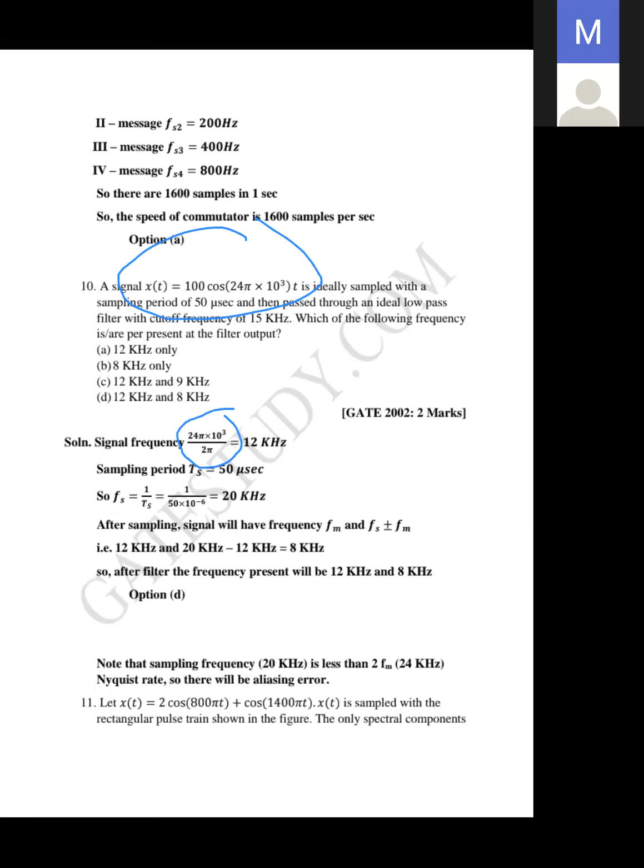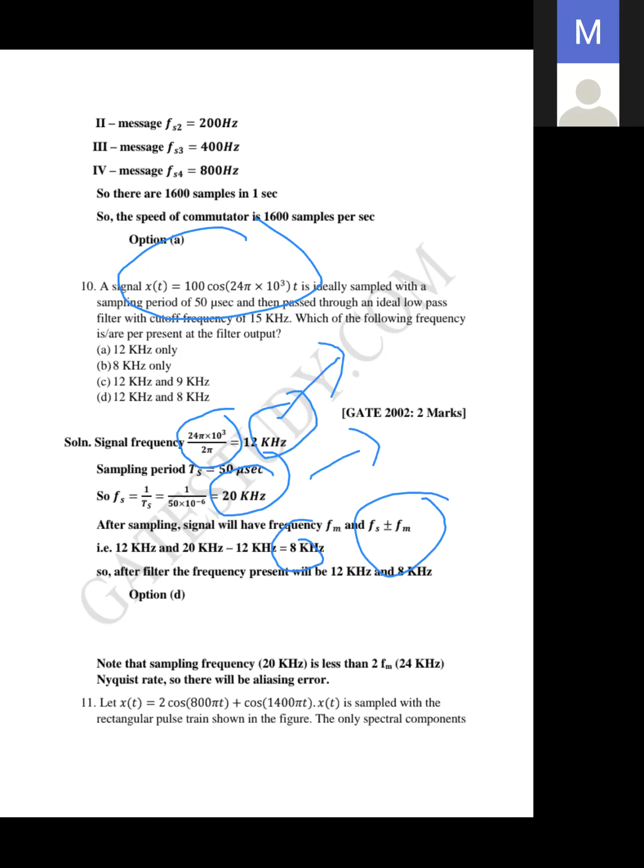So we have fs as 20 kilohertz. Okay, so after sampling, the signal will have frequencies fm and fs plus or minus fm. So we have two components: one is fm, and the other is fs plus or minus fm. fm is given as 12 kilohertz. The next component is fs minus fm, where fs is 20 and fm is 12 kilohertz. So that gives 12 kilohertz, and 20 minus 12 is 8 kilohertz.